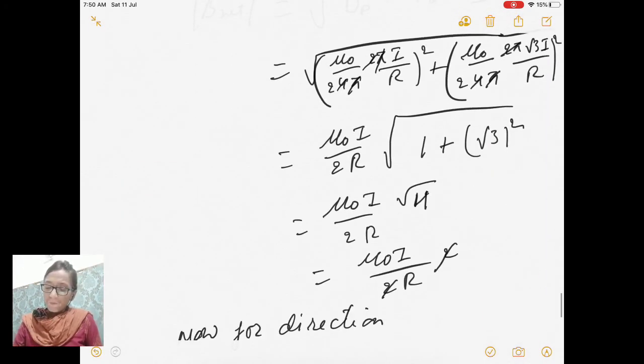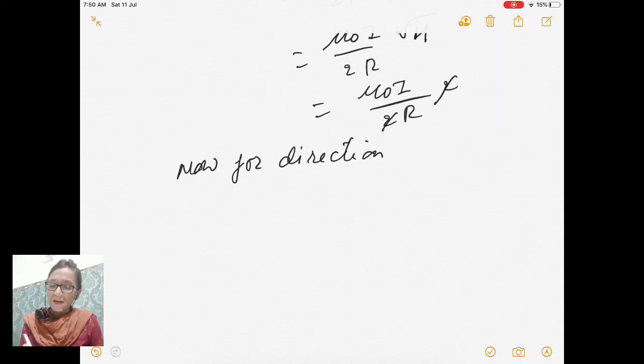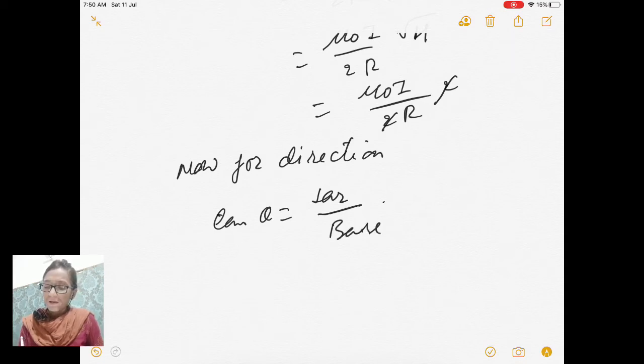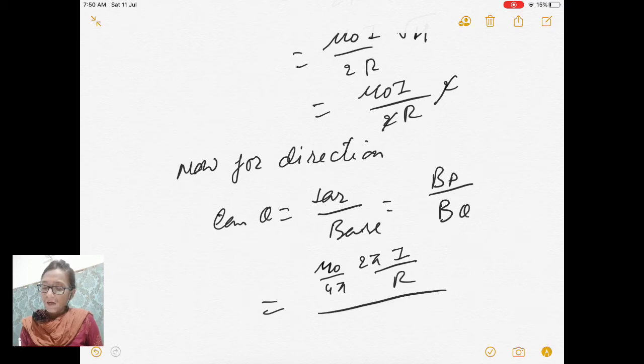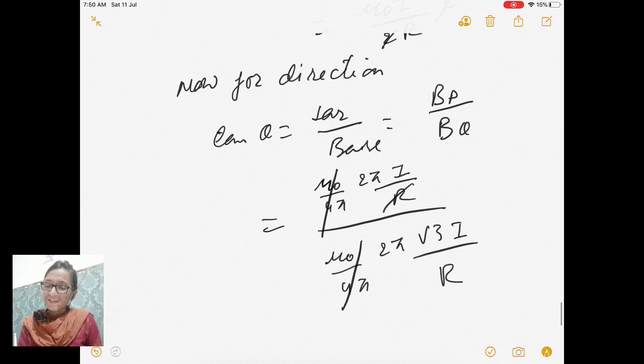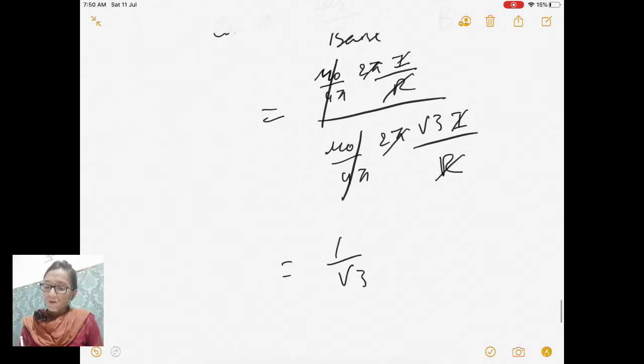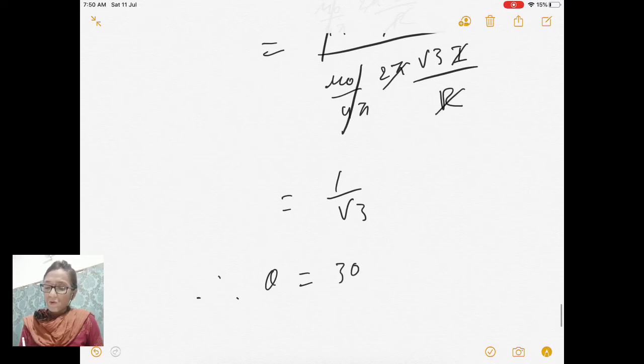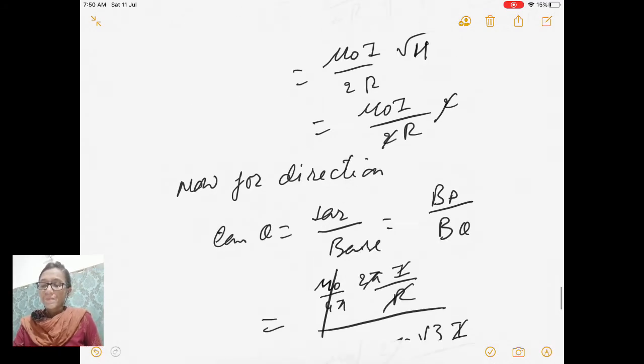Okay, so therefore for direction, tan theta is equal to perpendicular upon base is equal to BP upon BQ, and this is equal to mu naught upon 4 pi 2 pi I upon R divided by mu naught upon 4 pi 2 pi root 3 I upon R. So everything is cancelled, and you are left with 1 by root 3, and therefore theta is equal to 30 degree. Okay. Now next question.